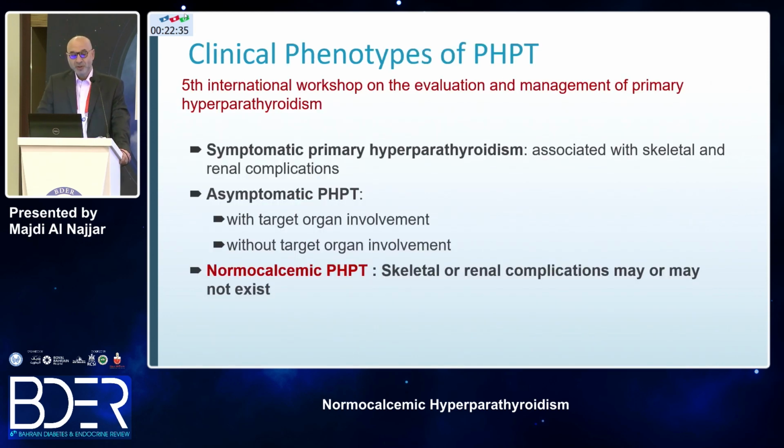Now, according to the 5th International Workshop, the clinical phenotypes of primary hyperparathyroid are 3. Number 1 is symptomatic primary hyperparathyroid, in which they usually have skeletal and kidney involvement. And then we have asymptomatic primary hyperparathyroid, whether they have organ damage or not. And then our topic today is normocalcemic primary hyperparathyroid. And this is our talk today.